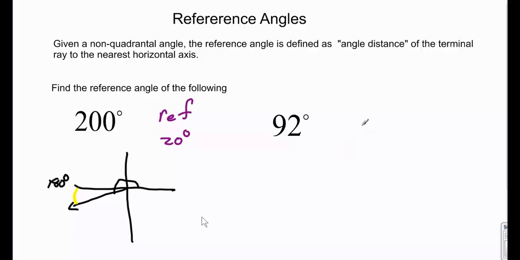In the case of a 92-degree angle, 92 degrees puts me somewhere up here, and I need to know how far I am from the nearest x-axis or horizontal axis. This is my closest horizontal. This is not my closest because it's over 90 degrees. So, how far am I away? Well, I've gone 2 over here and it's 90 degrees all the way down. So 88 degrees is my reference angle.